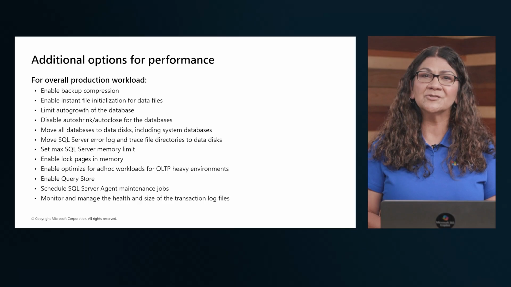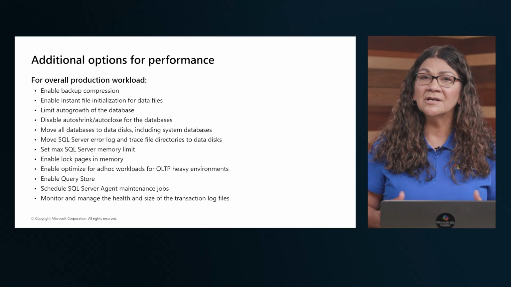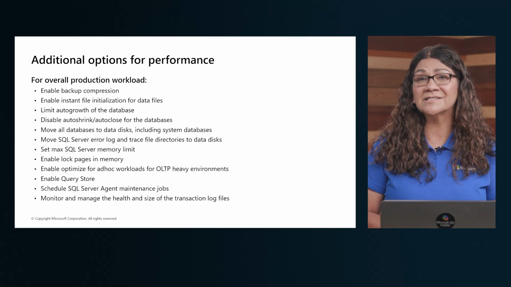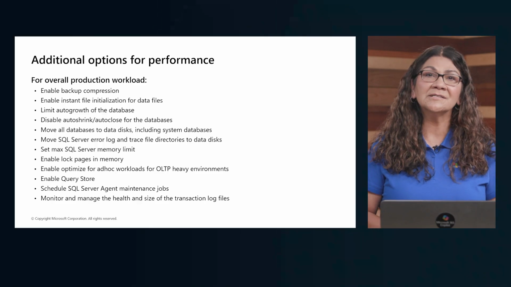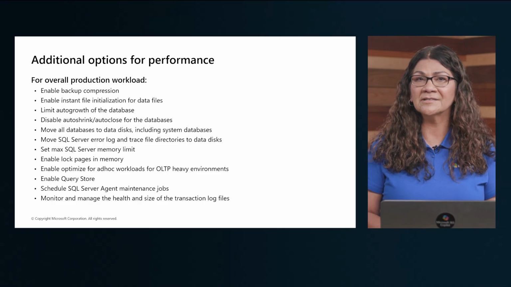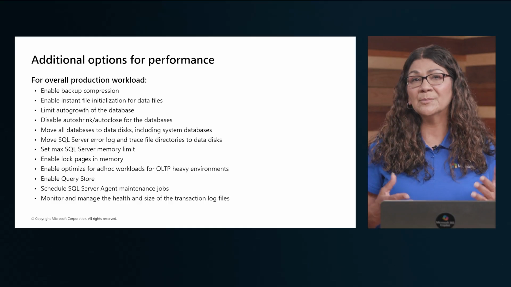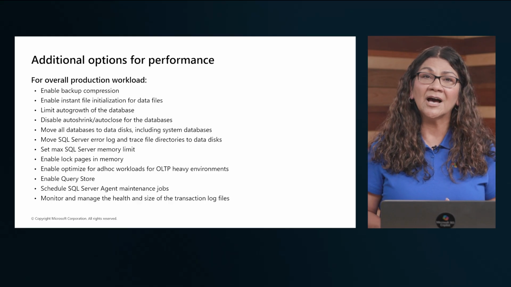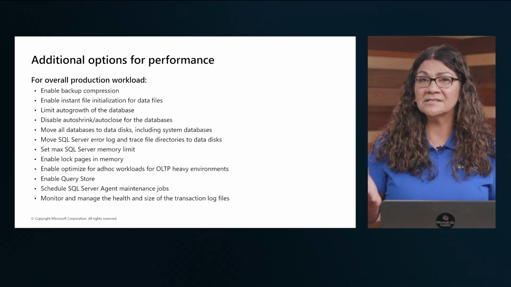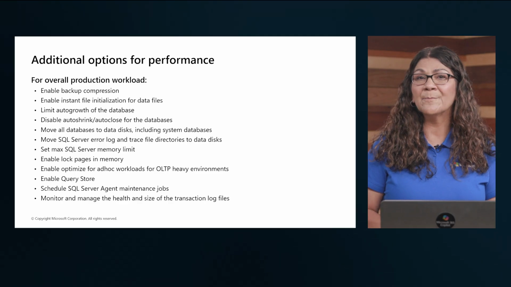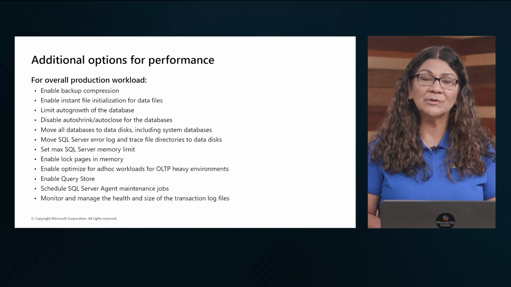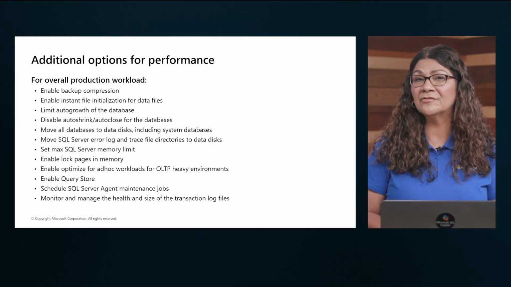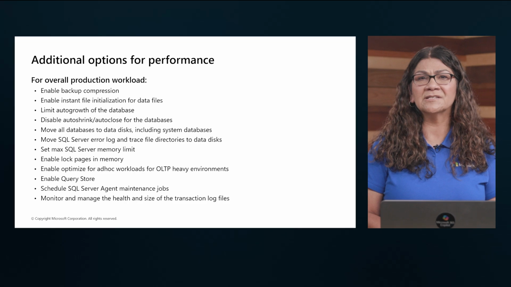Key performance enhancers include enabling backup compression to reduce the I/O during backups and instant file initialization to speed up data file growth. Also, moving databases and log files to a dedicated data disk helps to isolate the I/O and improve throughput. Disabling auto shrink and auto close will also prevent unnecessary overhead, while setting a max memory limit and enabling lock pages in memory ensures SQL Server uses memory efficiently without starving the operating system.